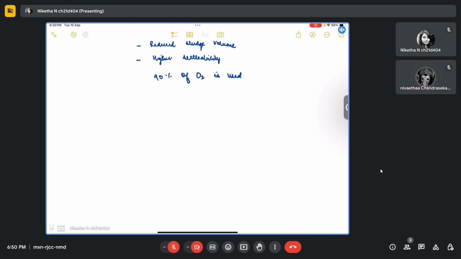So next, coming to the next important topic, which is sludge volume index. Sludge volume index is also denoted as SVI. So this is the volume of sludge.